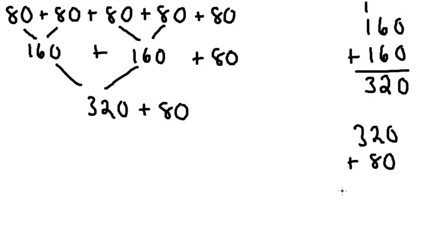Okay, so 320 plus 80, add the 0 plus 0 is 0, 8 plus 2 is 10, put down the 0, carry the 1, and then 3 plus 1 is 4. So we still get 400 in all three methods of doing this problem.